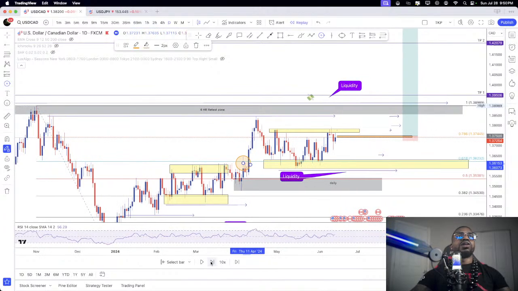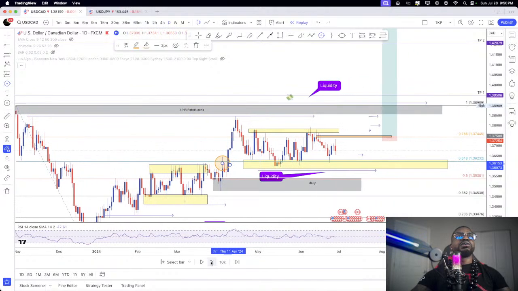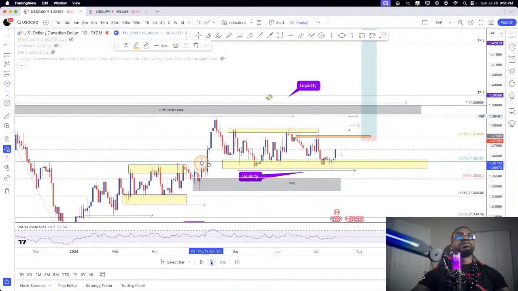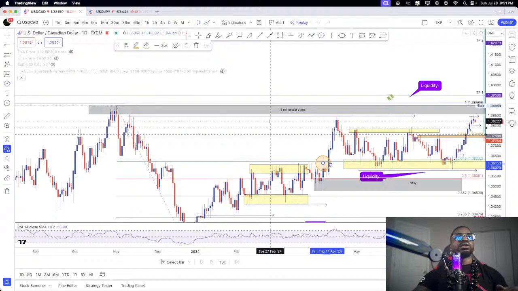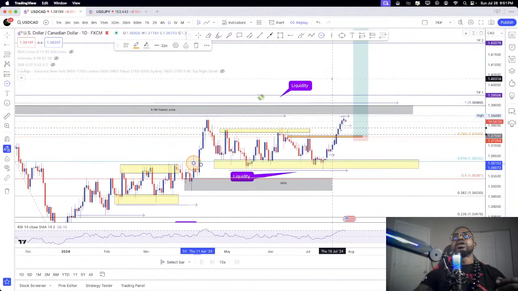And even after all of those tests, that area was still a valid level of support. So you could have taken profit multiple times at these highs here, swinging within those daily moves. And it's pretty much it. It's the same concept in reverse when we're looking at a breakout to the downside.